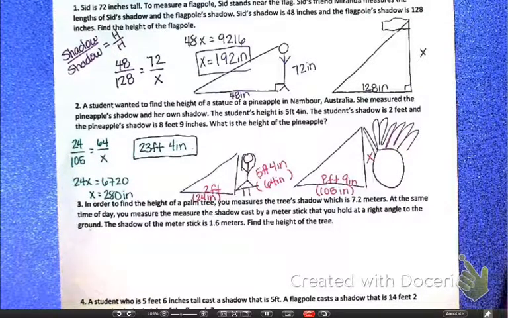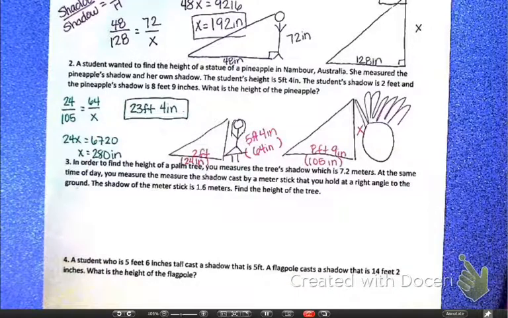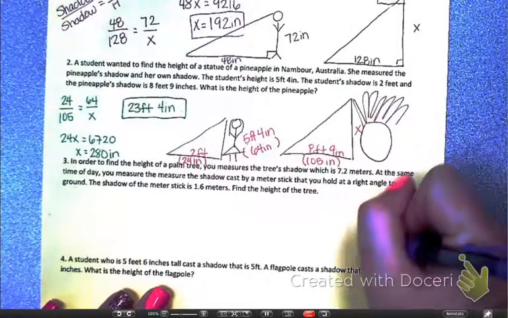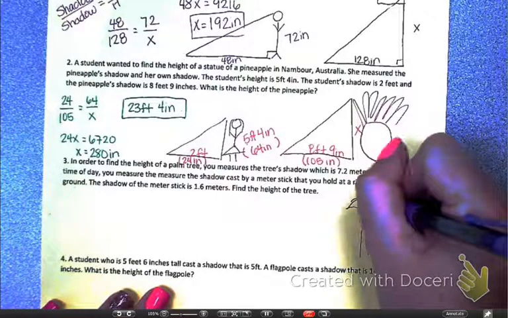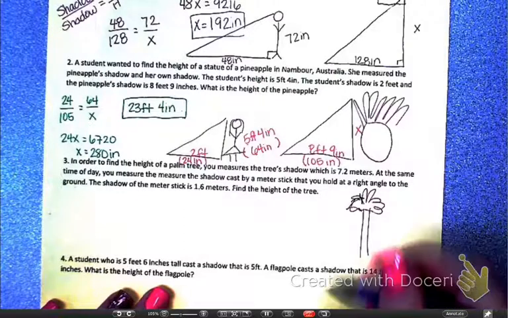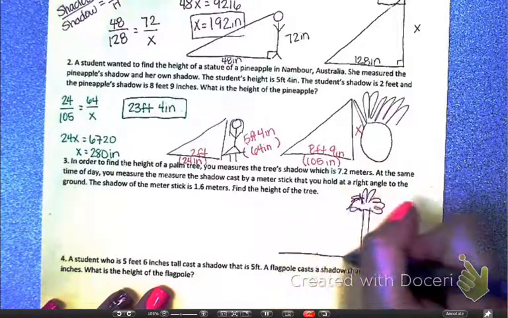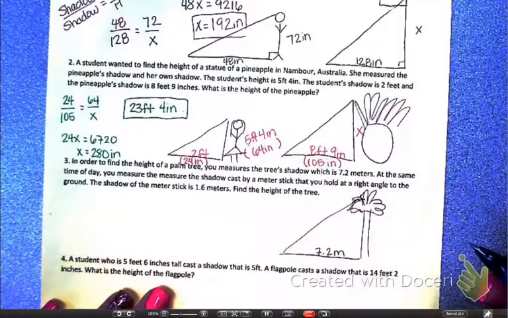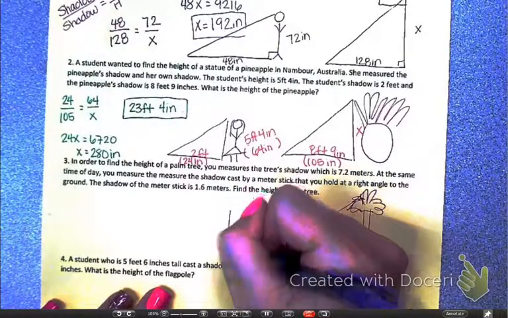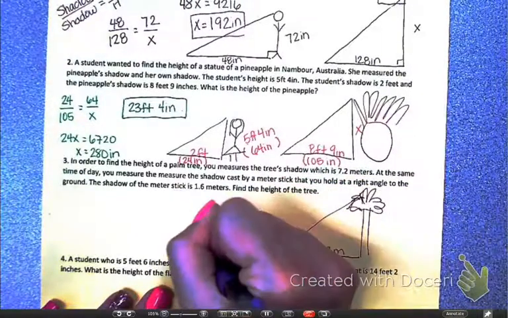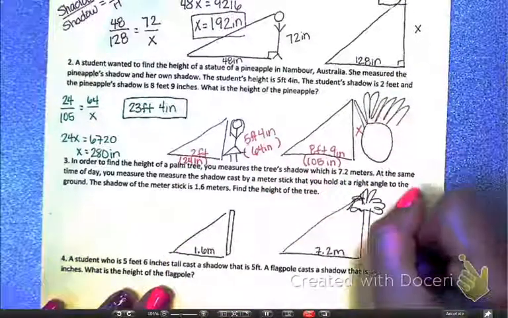Cool? Okay. Why don't you try number 3? Take a second and try number 3. If you need to use your group, you can. See how we did. So we have a palm tree, and the tree's shadow is 7.2 meters. At the same time of the day, you measure a meter stick. So just a stick, that has a shadow of 1.6 meters. Find the height of the tree.